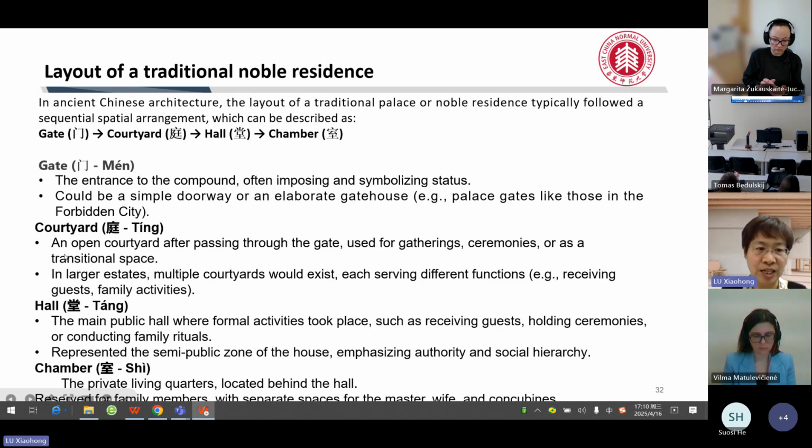Then the courtyard is an open space. After passing the gate, you go into the courtyard for gathering. A large estate has several courtyards, like the Qiao family compound we just mentioned, which has 17 courtyards. Then the tang is the main public hall. In this hall, formal activities took place, such as receiving guests, holding ceremonies, or conducting family rituals. The private living quarters, the shi, are located behind the hall.